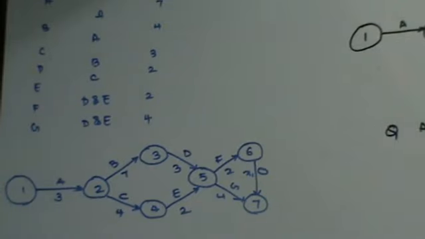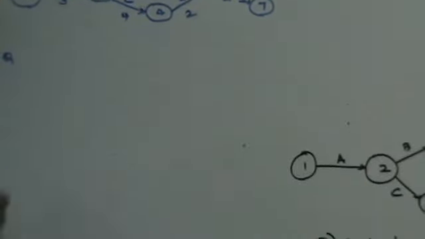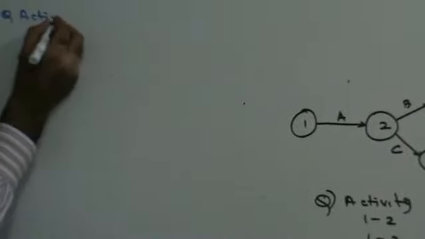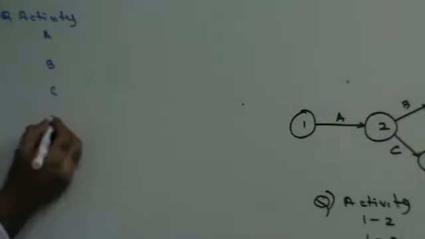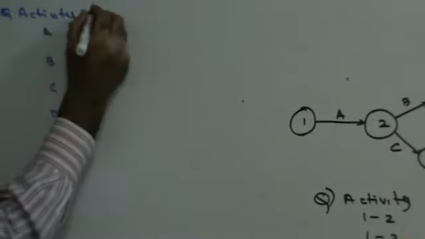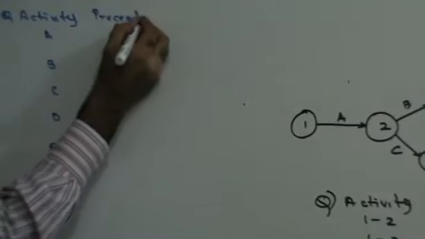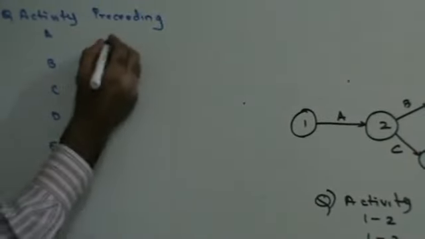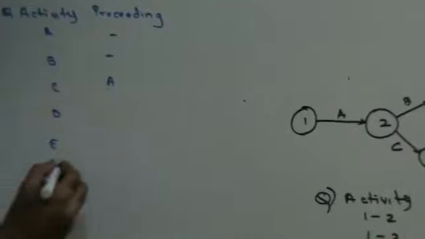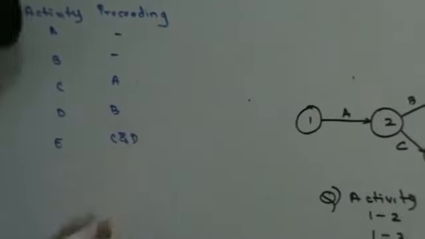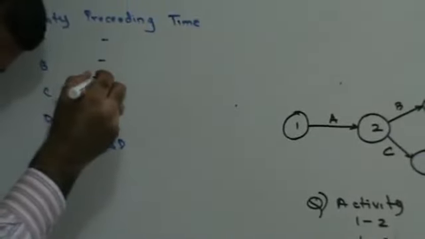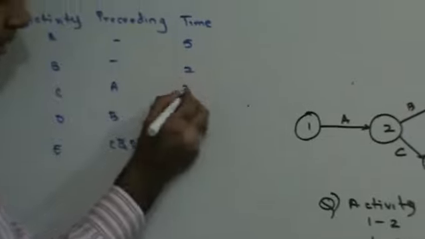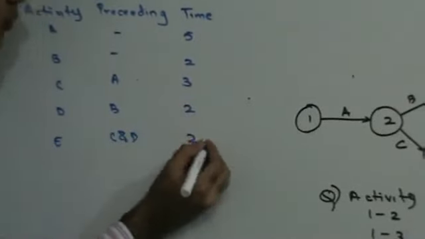Next, let's see another sum, guys. Activity A, B, C, D, E. Preceding activity: blank, blank, A, B, C and D. And you have time, which is 5, 3, 2. Right? Let's see how to draw this.